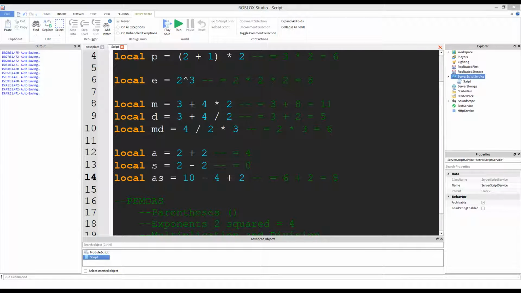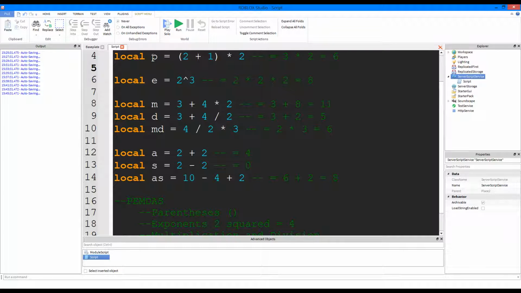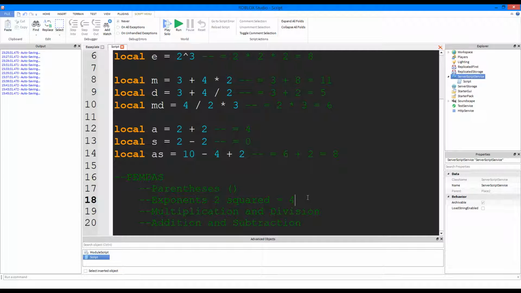So there is your order of operations. Parentheses, exponents, multiplication, division, addition, subtraction. So multiplication and division are on the same level, and addition and subtraction are on the same level as each other. Okay? PEMDAS. Now, here's the thing that's going to throw pretty much everybody for a loop.